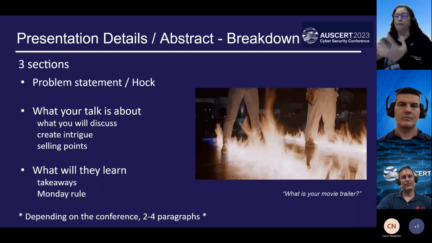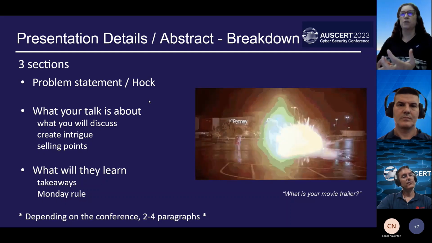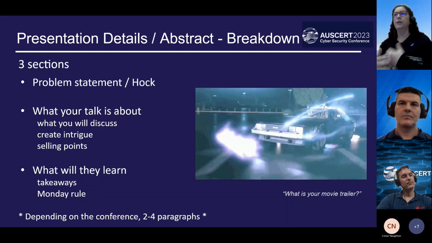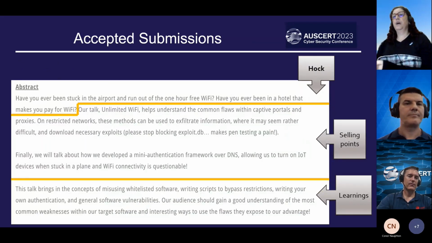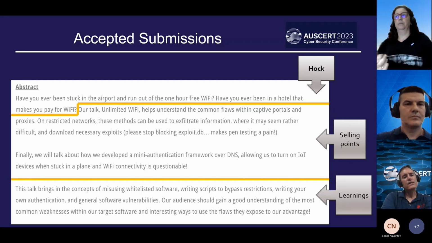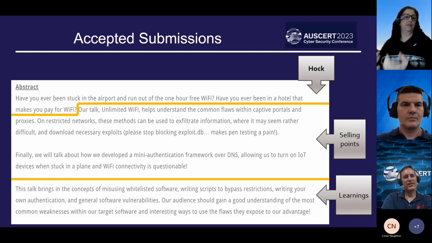What I've got next is 4 examples of what I think are different abstracts, but good abstracts, but they all deliver on the same message. So Beck, I might get you to move down to the next one. Okay, this is one that was submitted to a B-Sides, and again, not a very big abstract, right? But if you have a look at the first thing, they start off by saying, have you ever been stuck in an airport and you've run out of free Wi-Fi? Or have you ever been in a hotel that makes you pay for Wi-Fi? They've already got you and you're going, oh yeah, that's happened to me so many times.